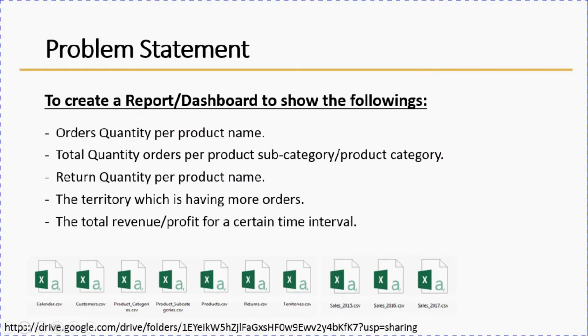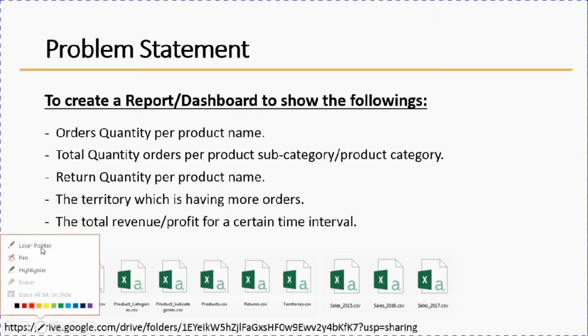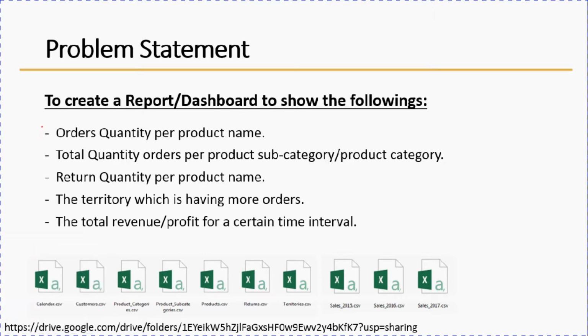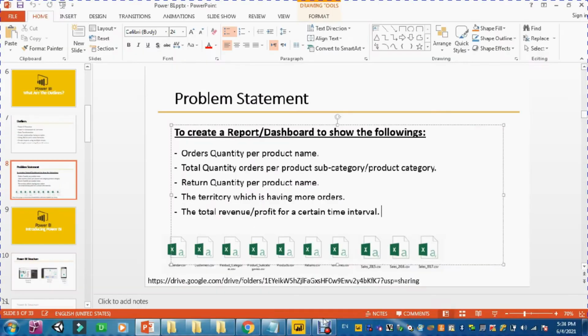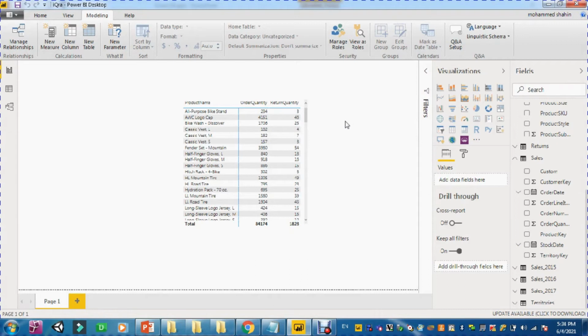So this is actually our requirement, which we have explained at the beginning of the course. And by creating our matrix, we have already fulfilled this task, which is showing the order quantity per product name. So this is already done. And also the return quantity per product name, this is also something which we have already done, right? So for those two requirements, we have already created our first visual, our first matrix, which is containing the product name, the order quantity, and the return quantity.